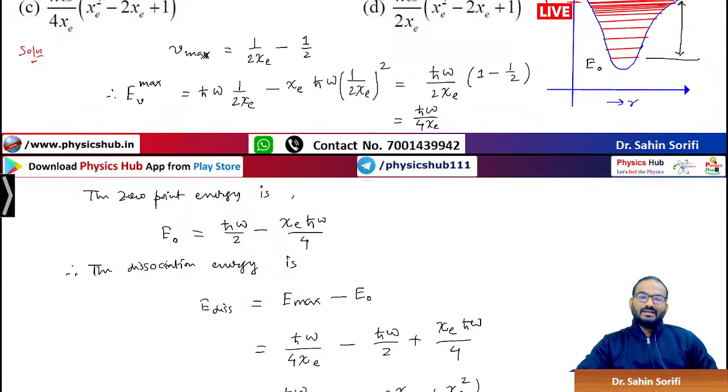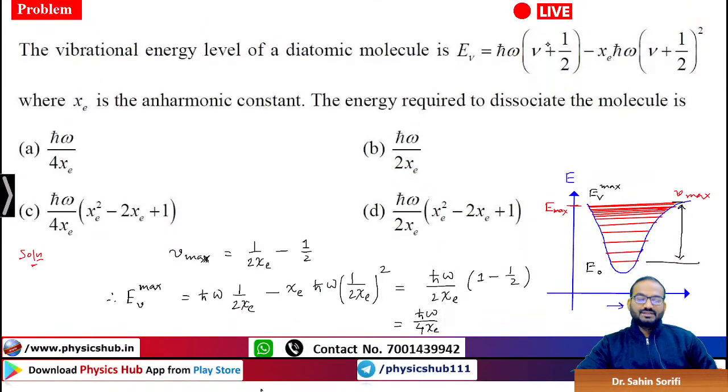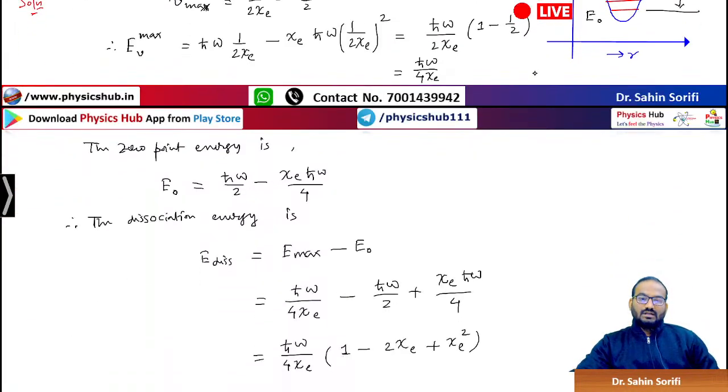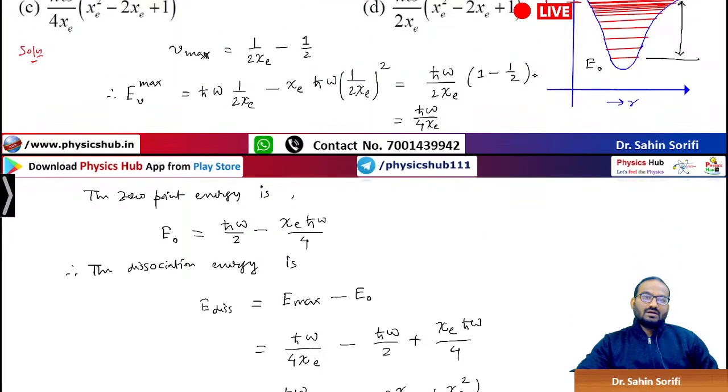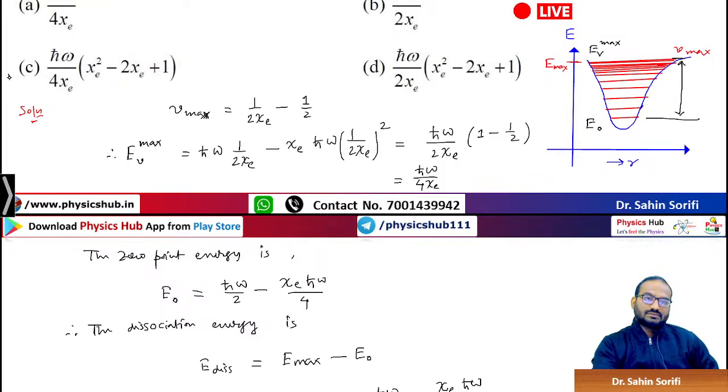How do you get this E0? By putting v equals 0 in this expression. Write down, guys, if it is clear or not. Then we'll proceed.